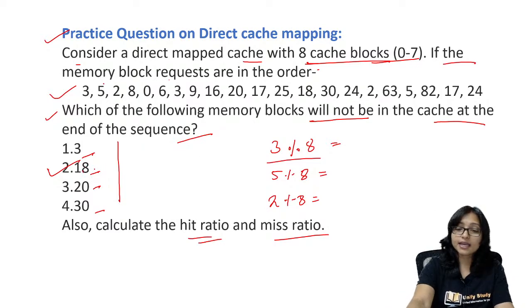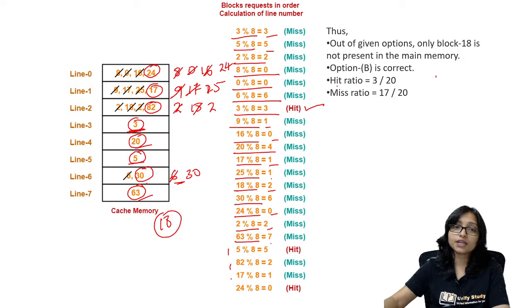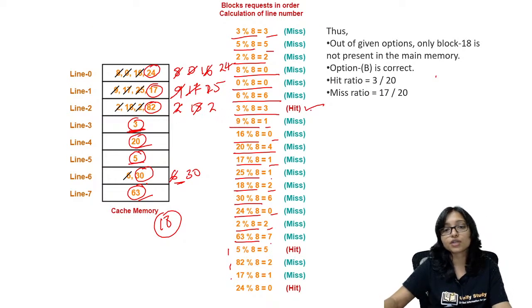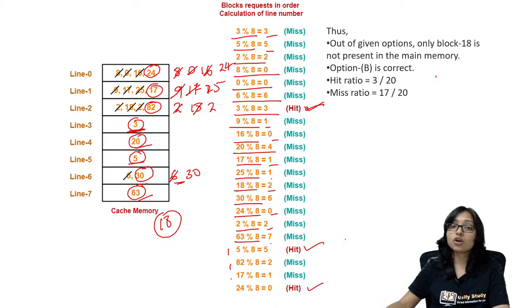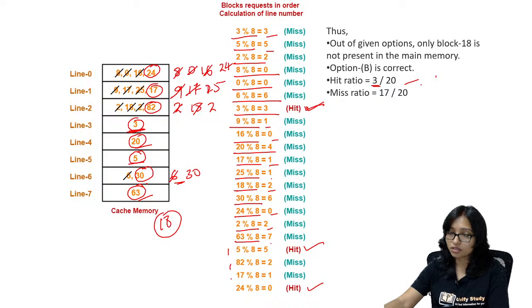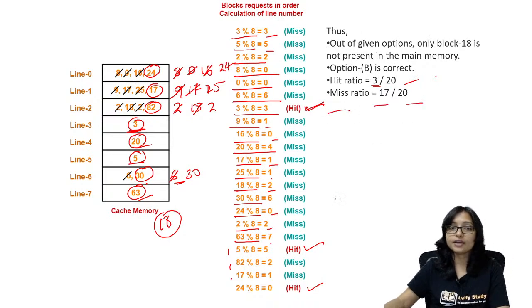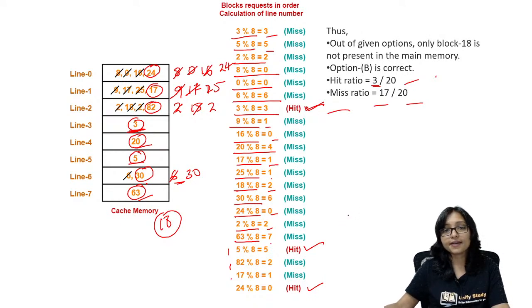Now, what is the hit ratio and what is the miss ratio here? Hit ratio is the number of hits over the total number of requests. 1, 2, 3. The number of hits that were already present is 3. The total number of requests is 20. So the hit ratio is 3 by 20. Miss ratio is 17 by 20. That's why the miss ratio will be this. I hope it is clear.